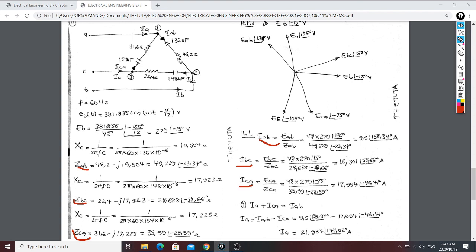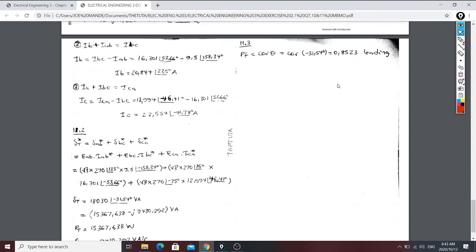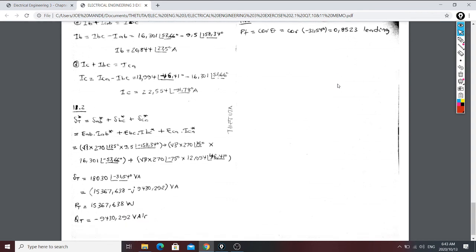After getting, then you apply your Kirchhoff junction rule here to get the current IA. You will apply it there to get the current IB. You apply it there to get the current C. Okay, so everything is simple, but I will require you to go back again to do some revision on your phase sequence if you still have some challenge, because calculations are simple and straightforward.